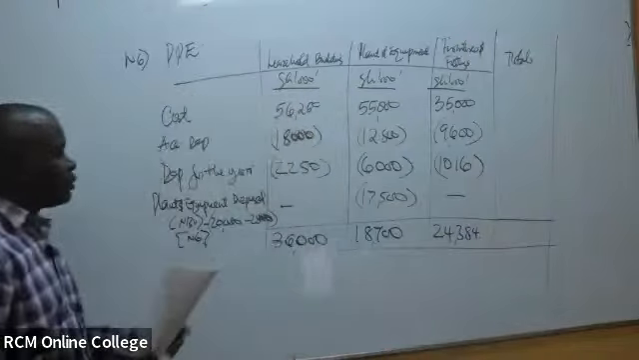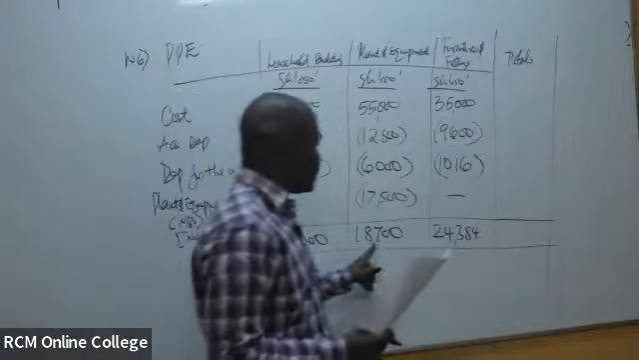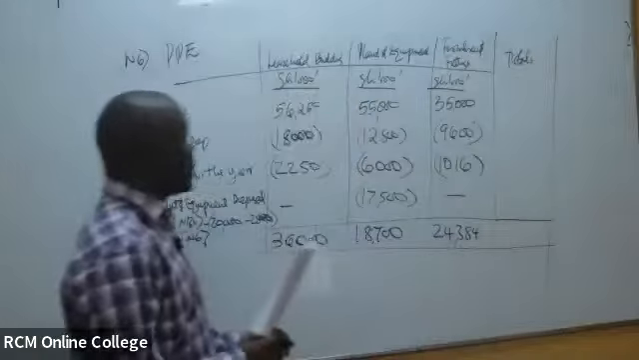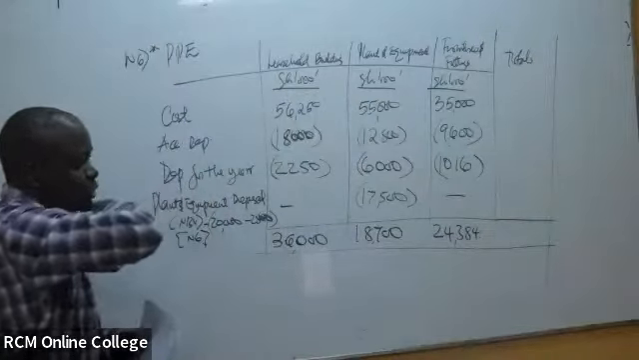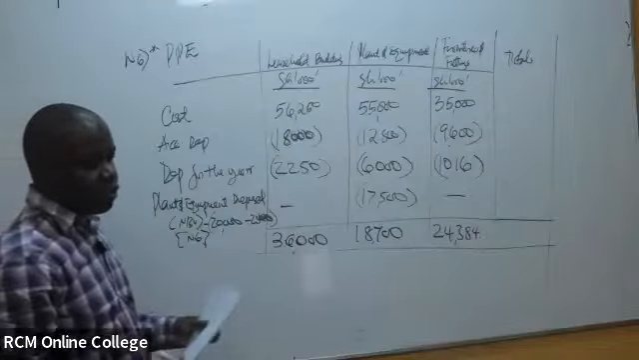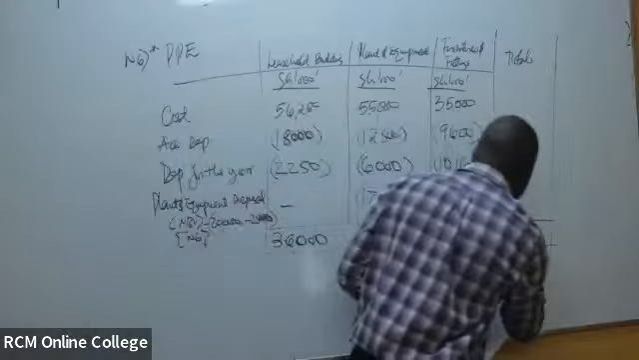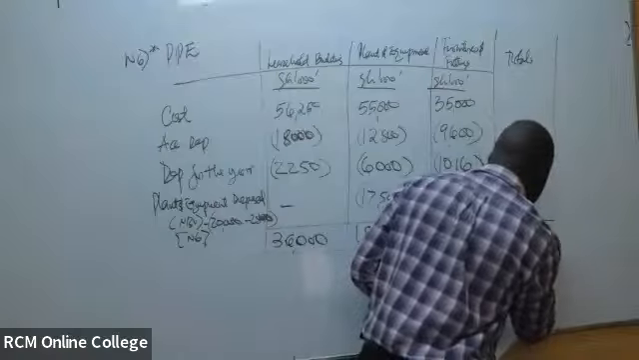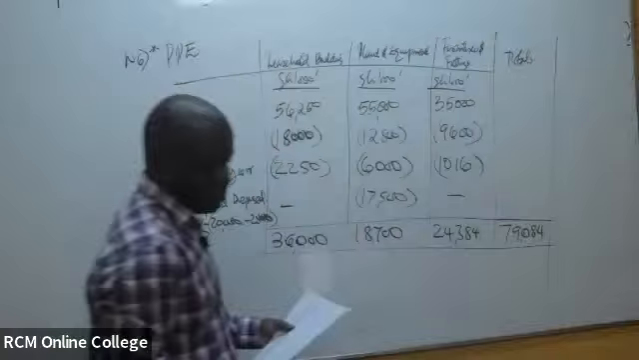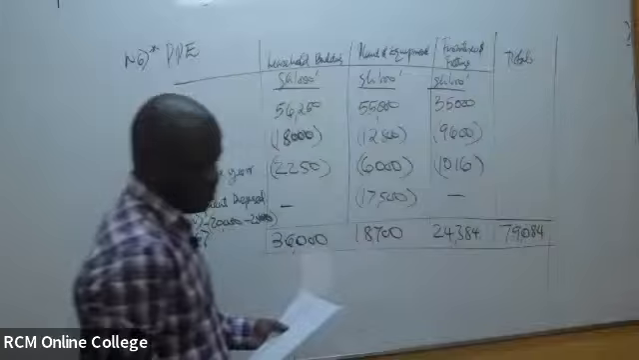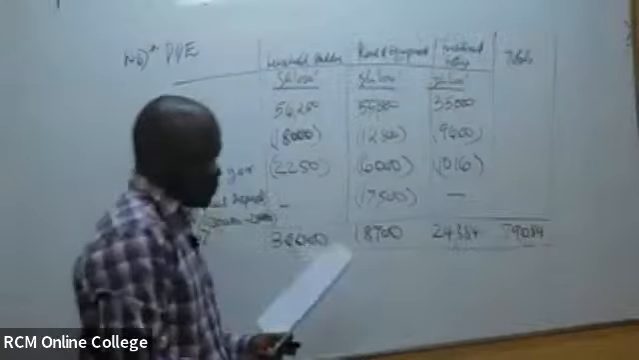So how much are you having when you add the figures? 36, 18 plus 24. That is the figure for the PPE we are going to take into the statement of financial position. It is 79,084. So that is the total PPE that we will take into the statement of financial position.